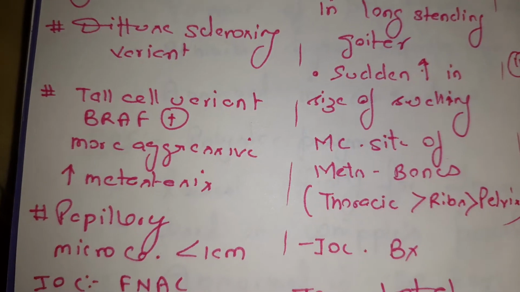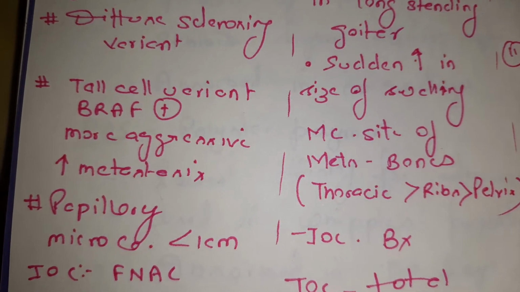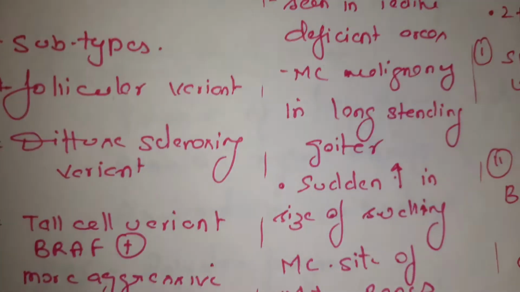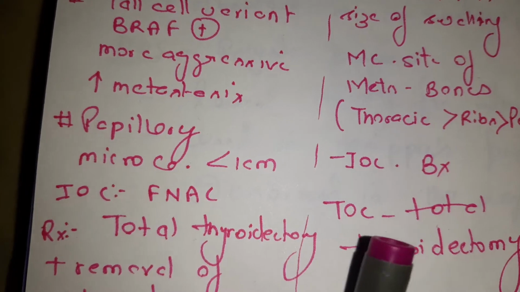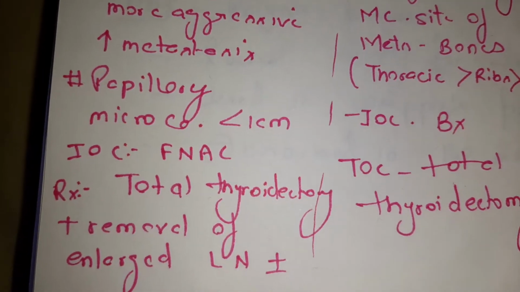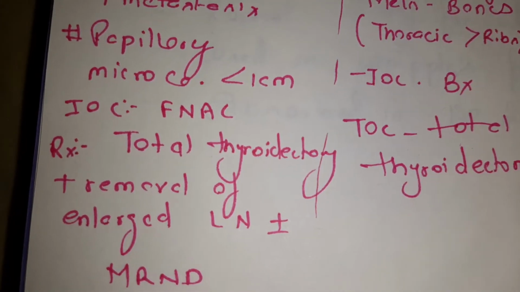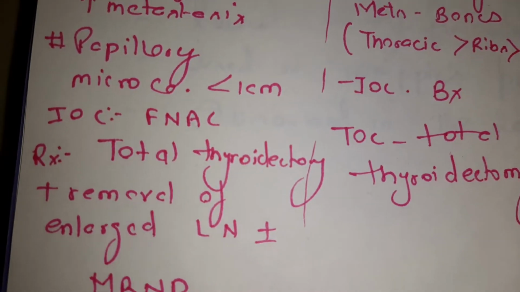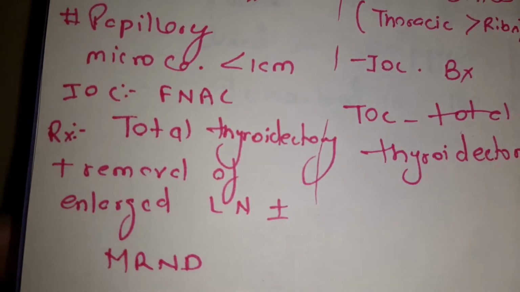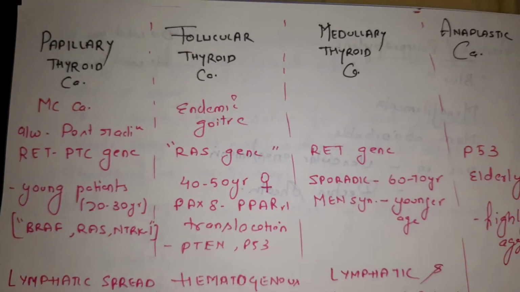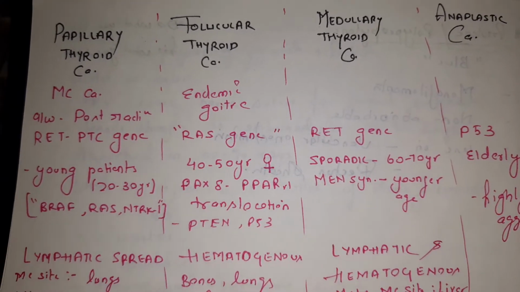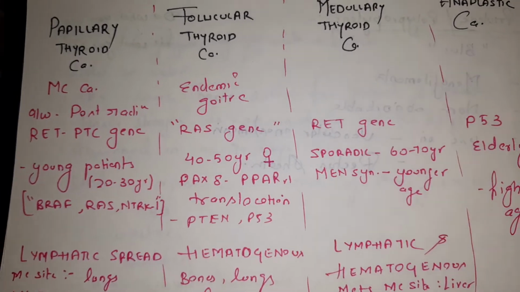And then we have the papillary microcarcinoma, which is less than 1 centimeter. The investigation of choice would be FNAC. The treatment will be total thyroidectomy plus removal of enlarged lymph nodes, and we can also do MRND, that is modified radical neck dissection. Just ignore my writing in this because I was writing very quickly.